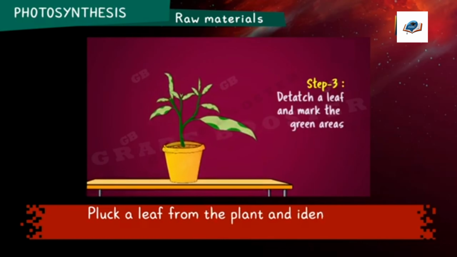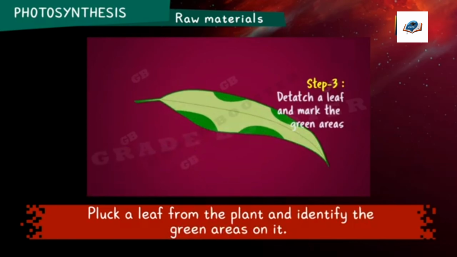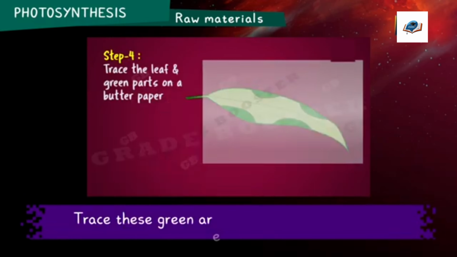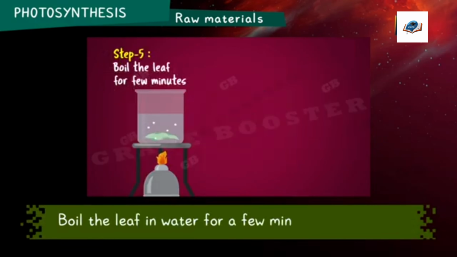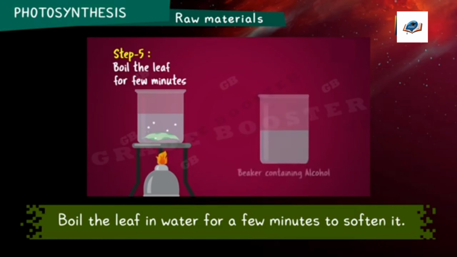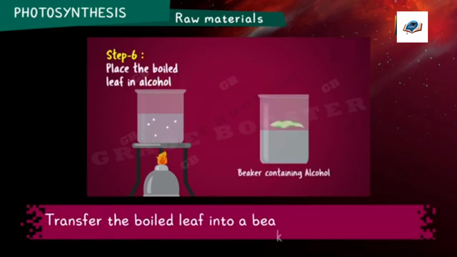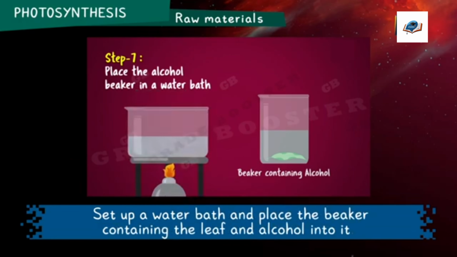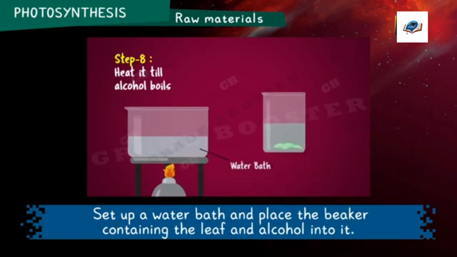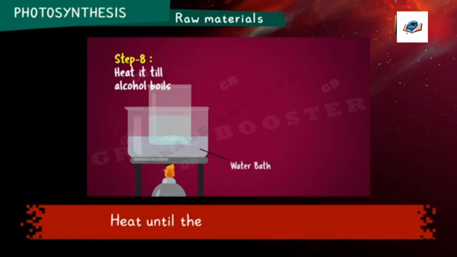Pluck a leaf from the plant and identify the green areas on it. Trace these green areas onto a sheet of paper. Boil the leaf in water for a few minutes to soften it. Transfer the boiled leaf into a beaker filled with alcohol. Set up a water bath and place the beaker containing the leaf and alcohol into it. Heat until the alcohol begins to boil.